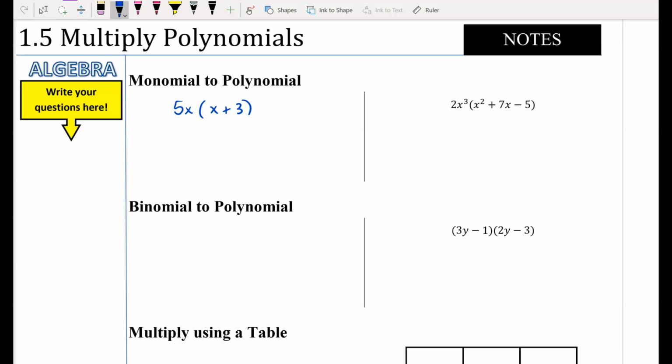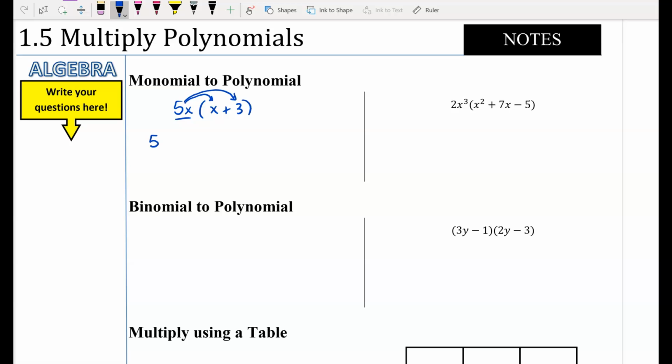Write down this first example. We have a monomial, which is 5x, that's multiplied by the polynomial or the binomial x plus 3. Now this is very similar to the last lesson where we were using the distributive property. The difference is that I have a variable on the outside with my 5 that gets distributed through the group. That means that our exponents are going to change in this problem.